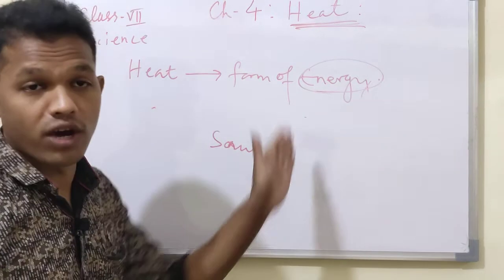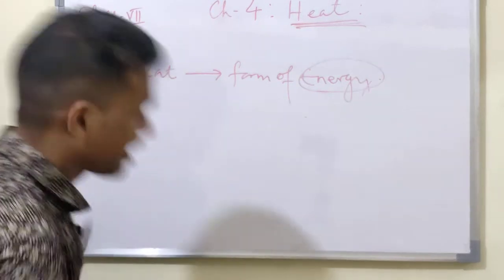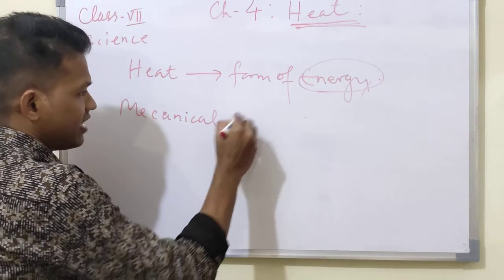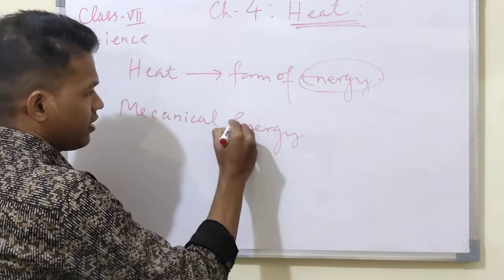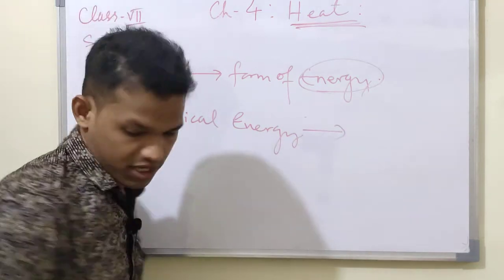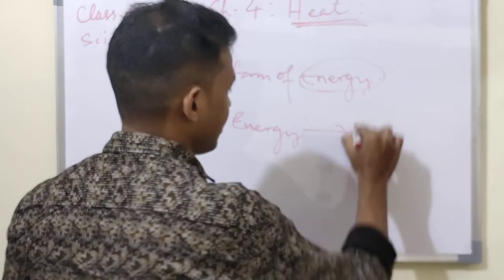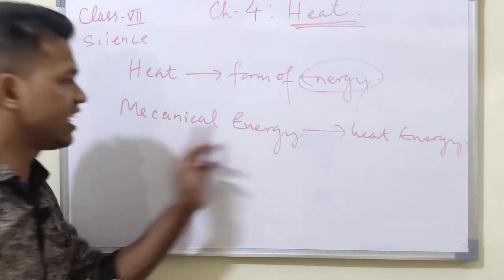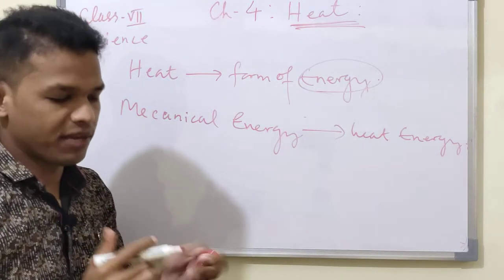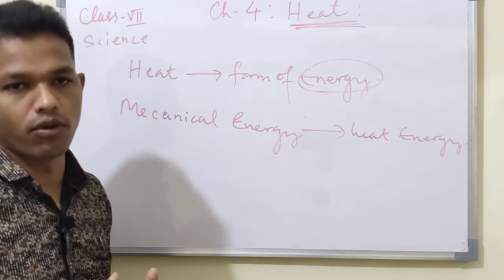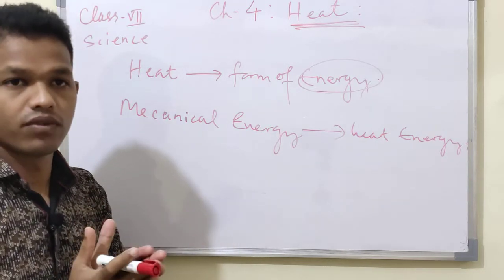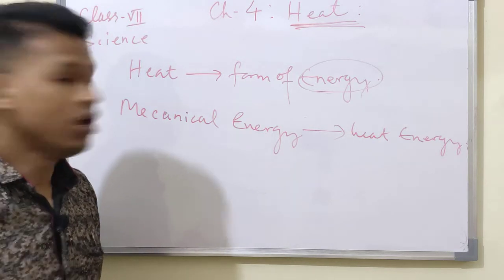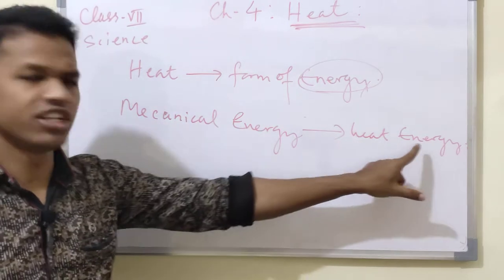Energy is converted from one form to another form. Here, mechanical energy is converted into heat energy. Rubbing of the palms is mechanical, meaning any action is involved. Mechanically we are rubbing, or cutting wood with the help of a saw. So these are mechanical energy converted into heat energy.